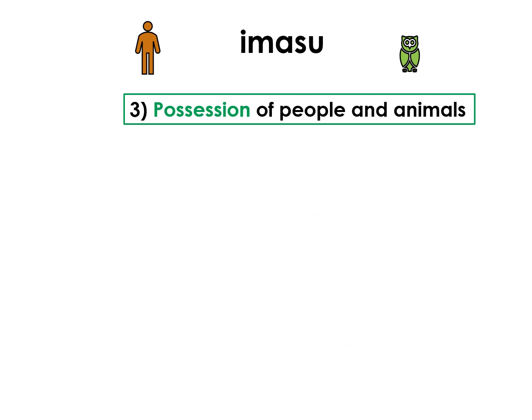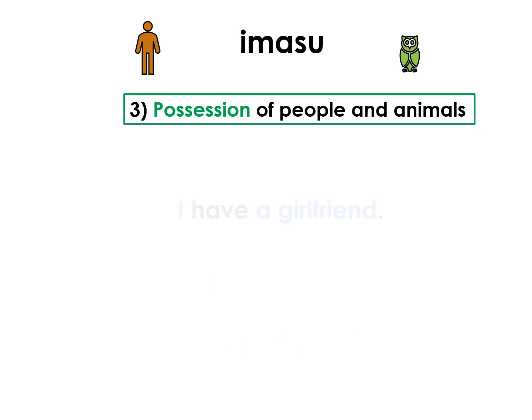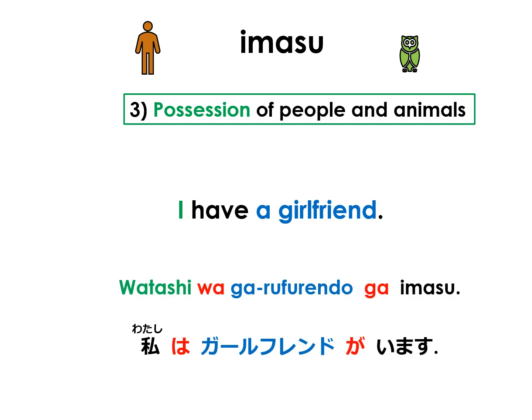To indicate possession of people and animals, A has or owns B, we use the sentence construction A wa B ga imasu. Let's talk about A. As for A, B exists. In other words, A has or owns B. To say, I have a girlfriend, in Japanese, that is, Watashi wa girlfriendo ga imasu.